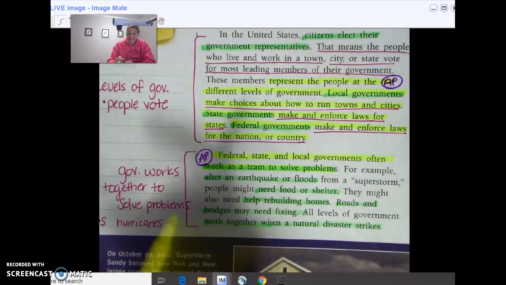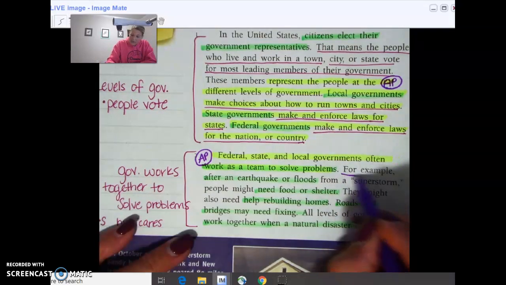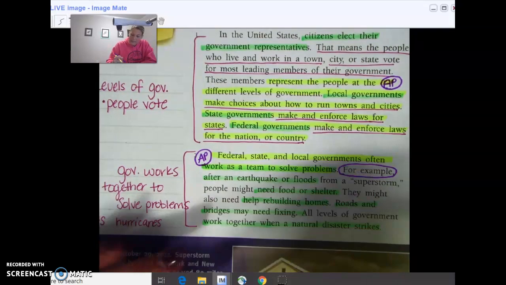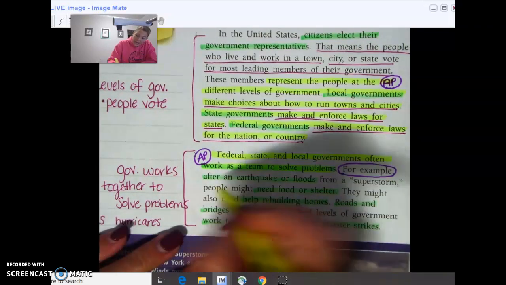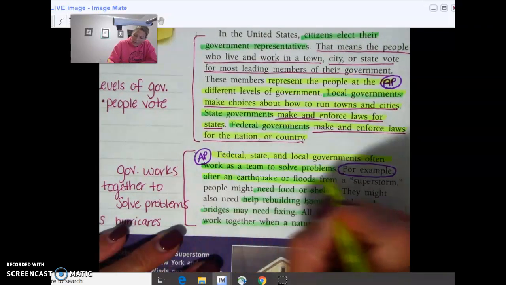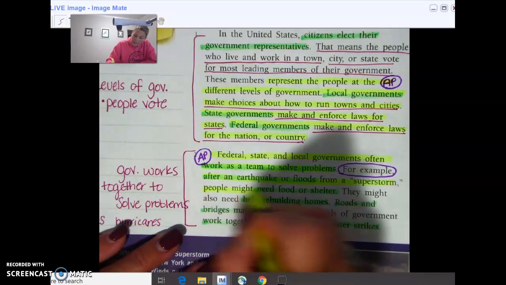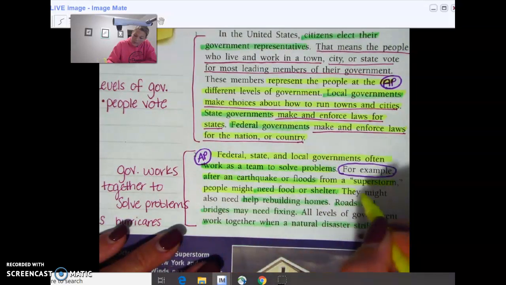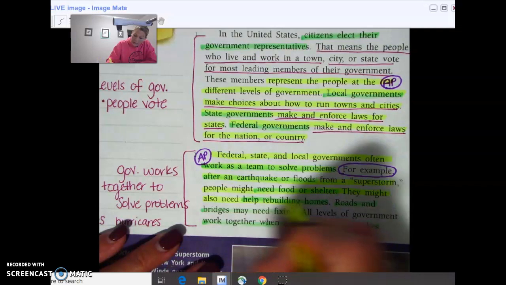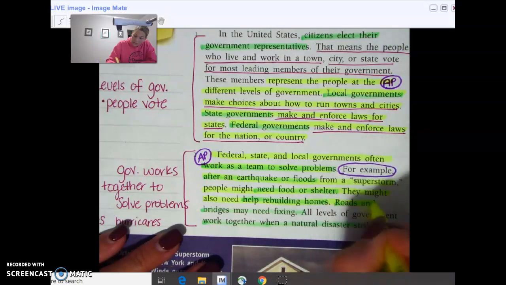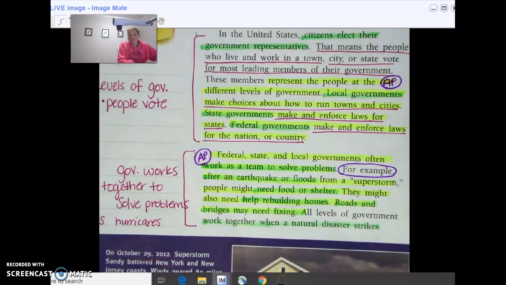Now we have that fancy schmancy evidence-based term. For example, after an earthquake or flood from a superstorm, people might need food or shelter. They might also need help rebuilding homes. Roads and bridges may need fixing. And there's our examples that go in our chart.